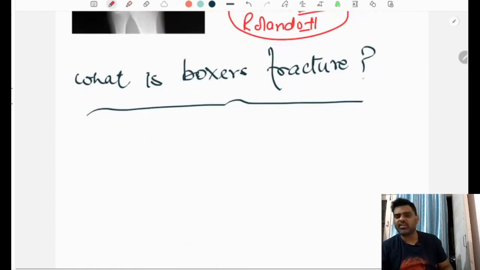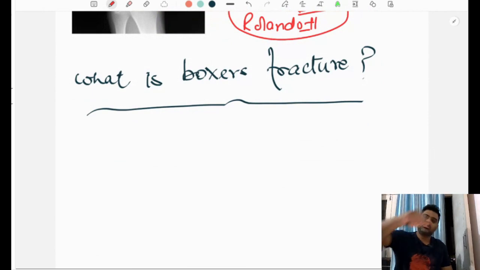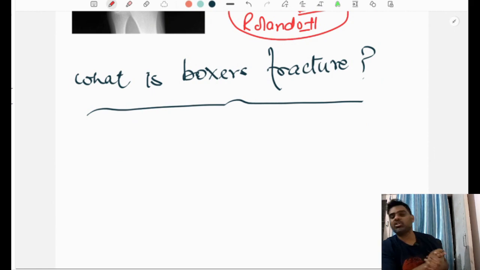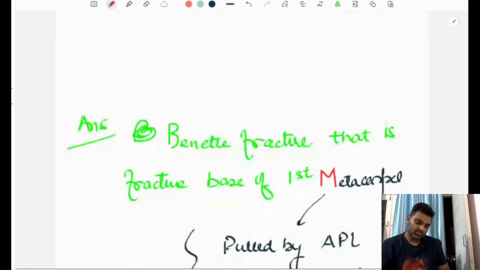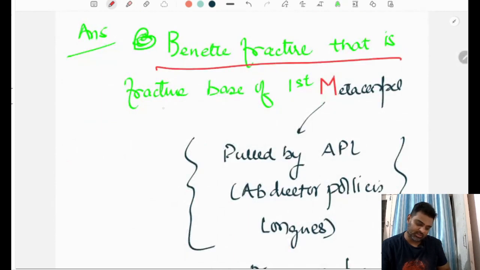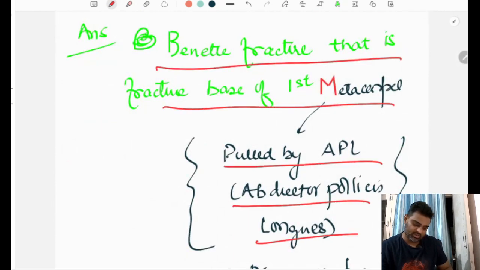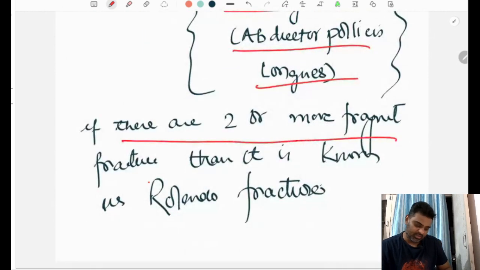What is boxer fracture? That is the fracture of the neck of the fifth metacarpal, because boxers hit like this. So I've told you Bennett fracture is pulled by abductor pollicis longus. If there are two or more fragments, that is Rolando fracture.